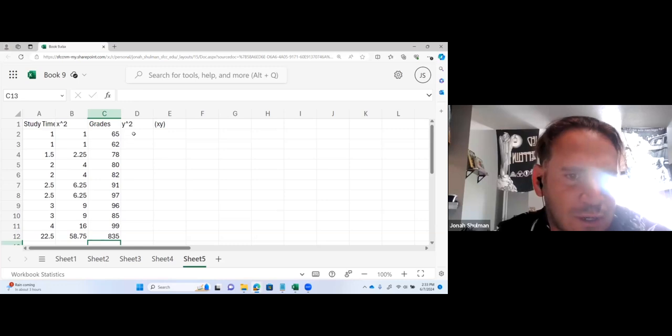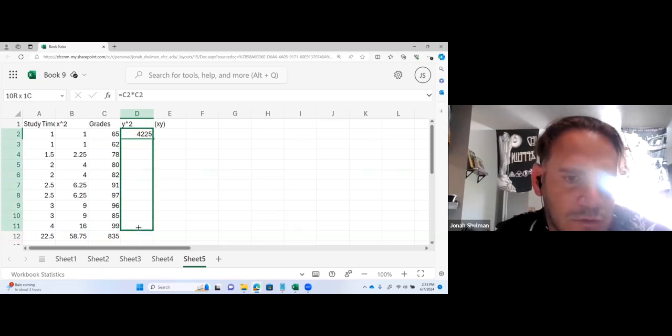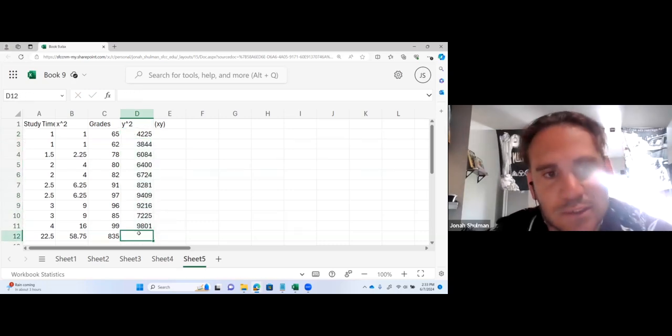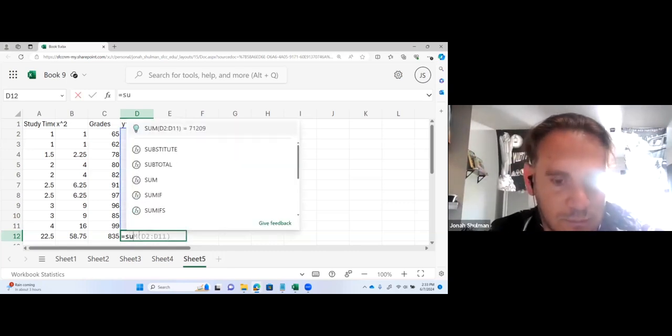All right, now we need a Y squared, which is going to be simple, equals this one times itself. I can drag these down. And then it automatically does them. That's why I'm using Excel, so I don't have to multiply a million times. And I'm going to sum this, so equals sum.